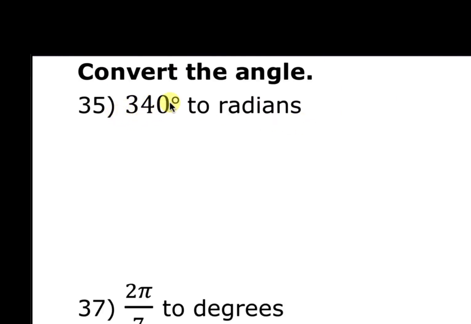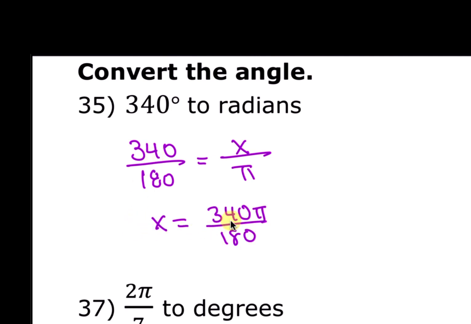Okay, for number 35, it says convert 340 degrees to radians. We use the proportion that 340 out of 180 is equal to x radians out of pi. Then we'll cross multiply, or really just multiply by pi on both sides. So x would be 340 pi over 180, and then reduce the 340 over 180 to become 17/9. So our answer is 17/9 pi.